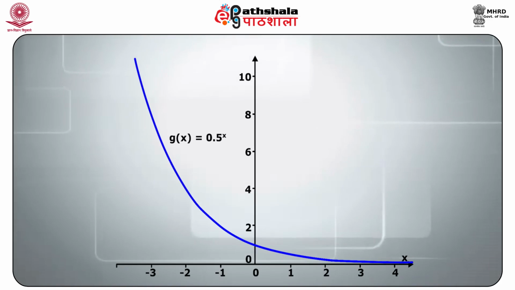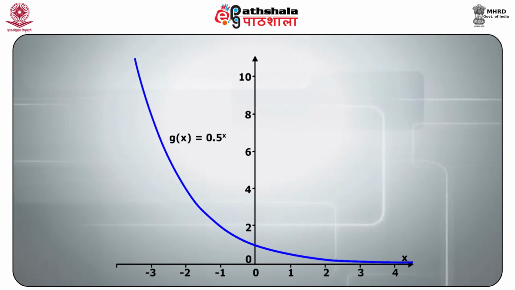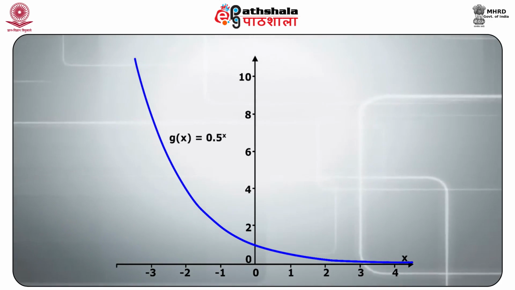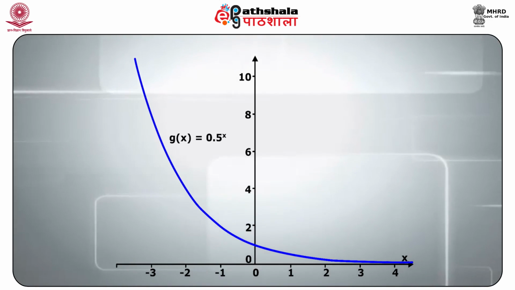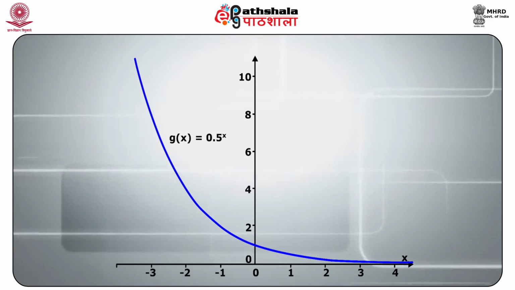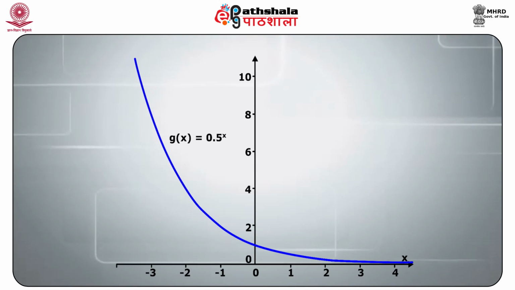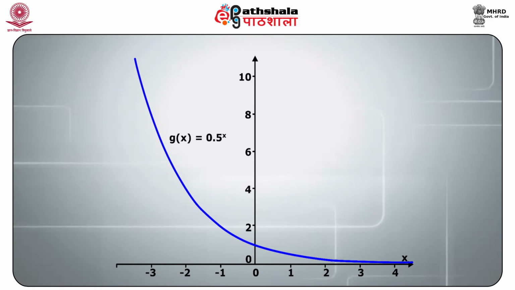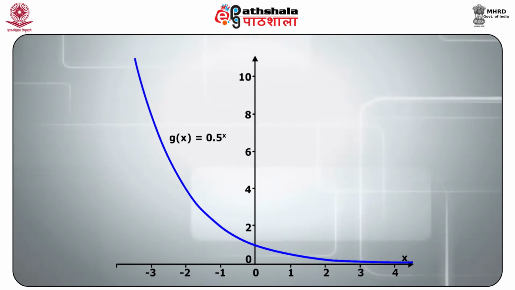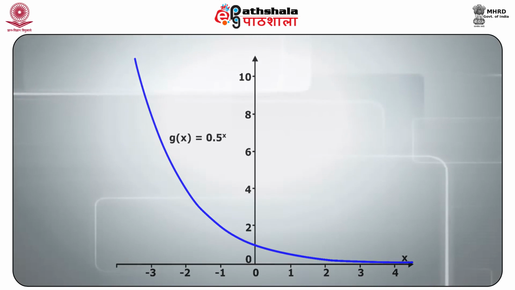The above function is based on, as we have said, g(x) is equal to 0.5 to the power of x. Since b is less than 1, the function is decaying. It moves downwards from the left to the right, shown in figure 3.